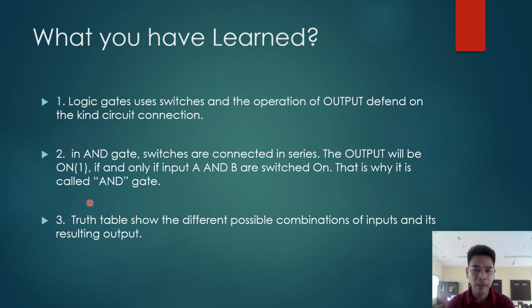And then it is called an AND gate. Number two, in AND gates, switches are connected in series, and the output will be on if and only if inputs A and B are switched on. That is why it is called an AND gate. And number three, a truth table shows the different possible combinations of inputs and the resulting output.